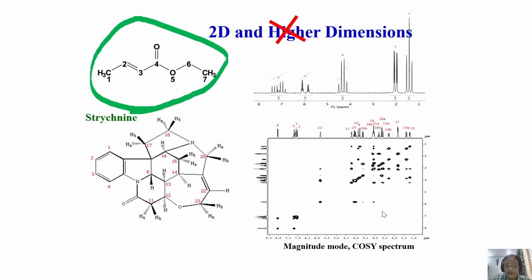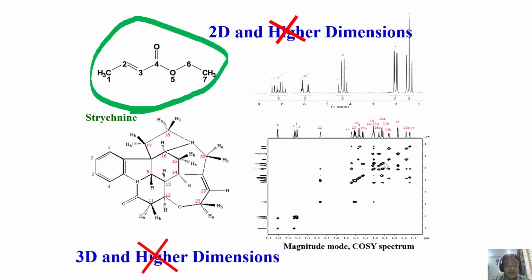Where you see well-resolved peaks, you can try to understand everything. It's a reasonably medium-sized molecule for which you can go to 2D. But you don't require 3D and higher dimensions for this molecule. You should not go to 3D and higher dimension. What do you get out of that?